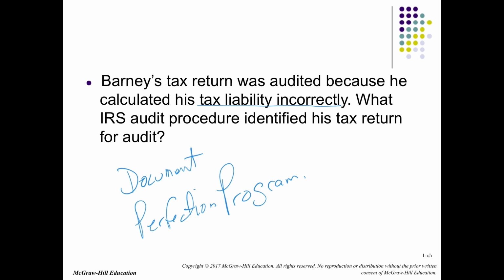All right. And essentially what that means is, and it's gotten a lot easier now that things are electronic, the IRS sanity checks your math. Is your decimal point in the right place? Did you add 50 and 50 and get 100? Did you transpose the numbers in your Social Security number? Those types of things. So that is document perfection. It's just designed to identify arithmetic errors and clerical errors, essentially.